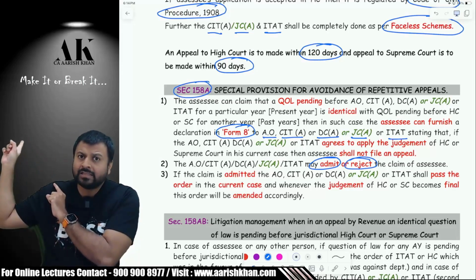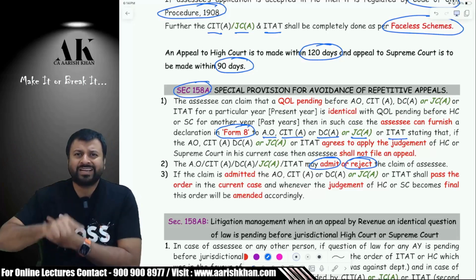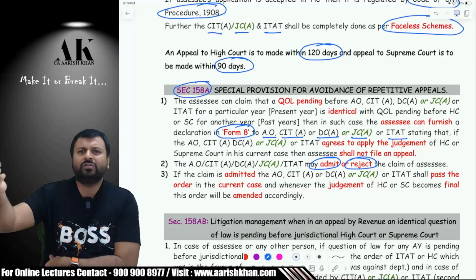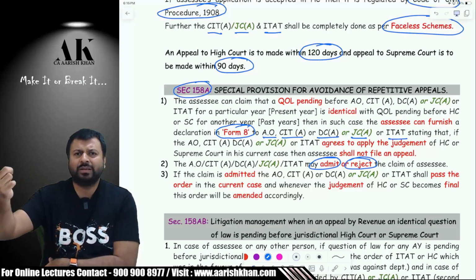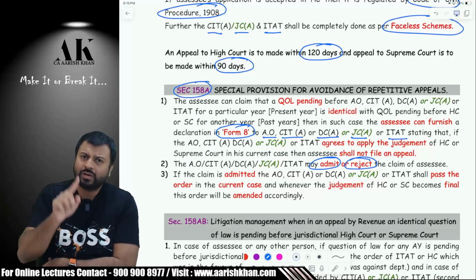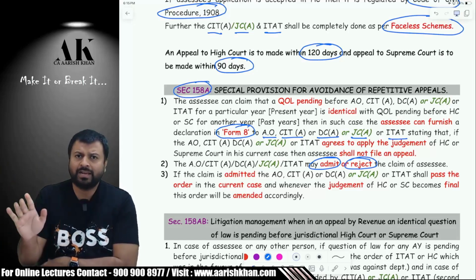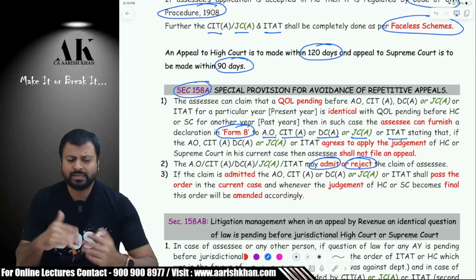You have already appealed a question of law in the last year. Now again in the current year, the same matter is disallowed by the officer. You don't want to appeal again to the High Court or Supreme Court or any higher authority. You can go for form number 8, give it to the assessing officer and say that I am not appealing because my matter is similar. AO may accept, AO may not accept.